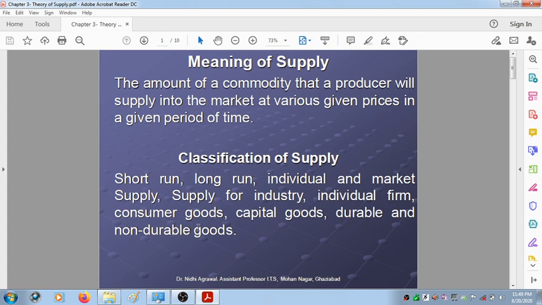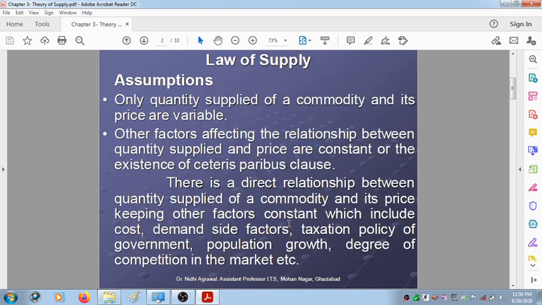Consumer goods means supply of the goods which are consumed by the ultimate end user. Capital goods means the supply of those goods which are used for manufacturing or production purposes, right? All the machines and equipment are categorized under capital goods. Then there are durable and non-durable goods. Durable goods include furniture, electronic items, and, in real estate, flats. Non-durable items means one-time use items which can be consumed only once.